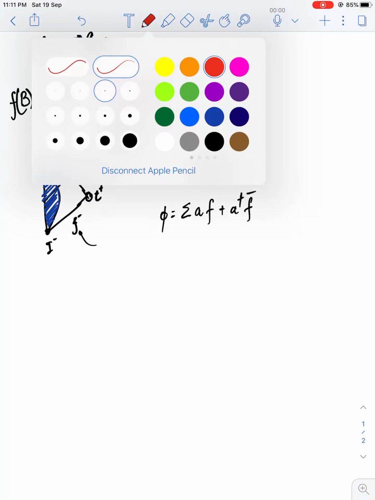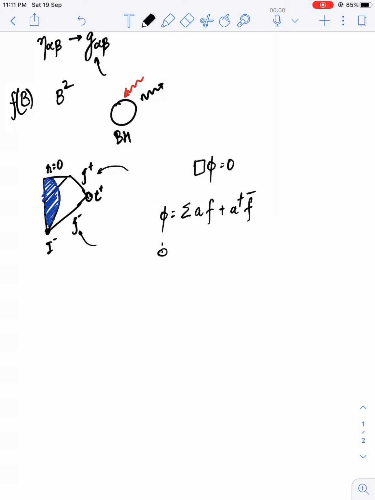So phi can also be written again as b p plus b dagger p complex conjugate, plus this can be written as c q plus c dagger q complex conjugate.